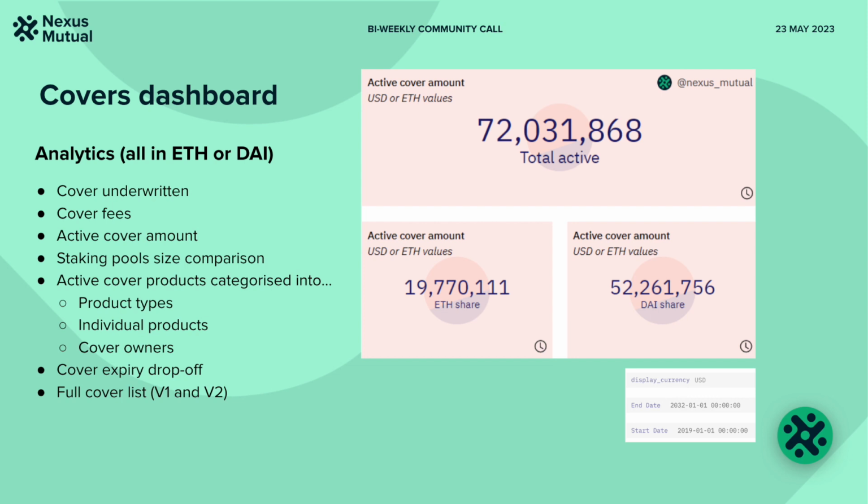For active cover, you can see the current active cover and a breakdown of what the cover is denominated in, either ETH or DAI. And you can actually see the historical active cover amount since the mutual launched in 2019 as well. There's a great breakdown by cover product, by staking pools, which staking pools are underwriting which covers. You can see a breakdown by individual cover products. And then, of course, there's the full list of covers in V2 and V1 that you can search in there as well. So there's a lot of great info here.